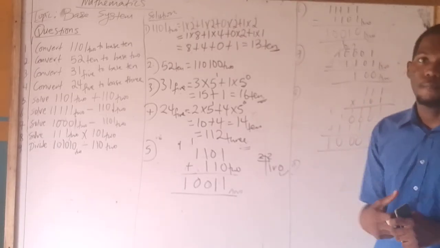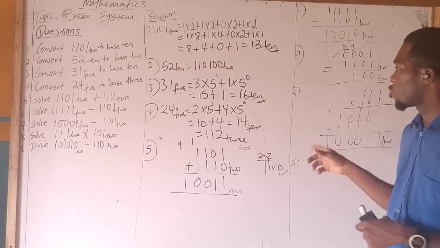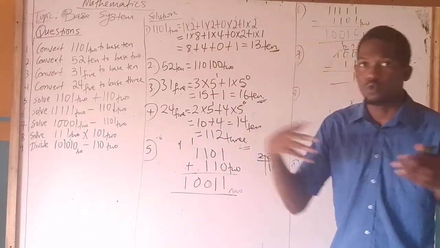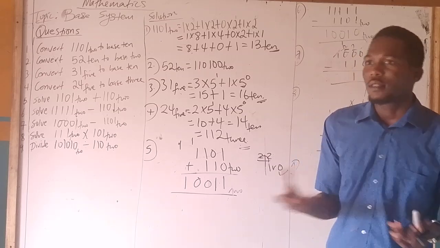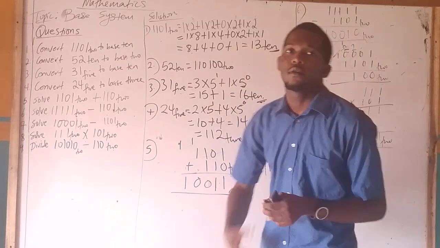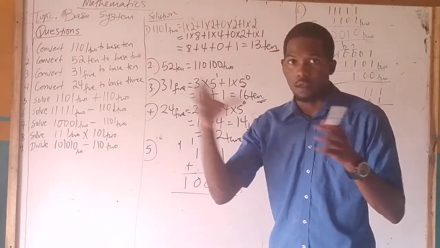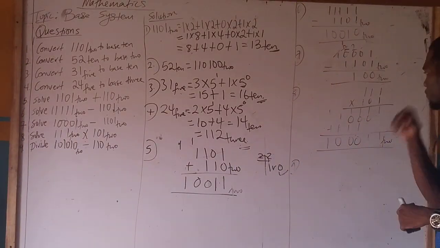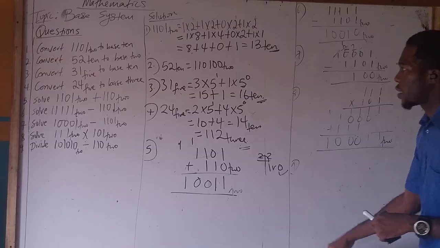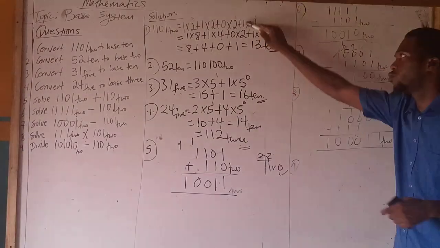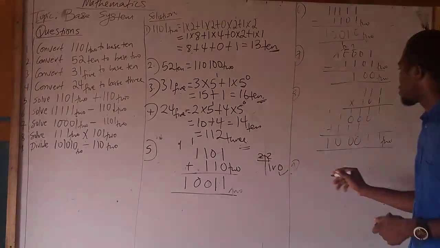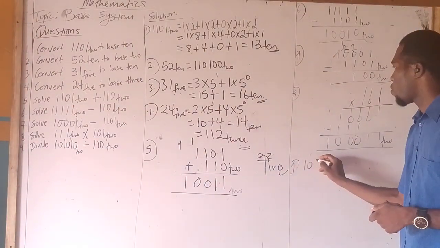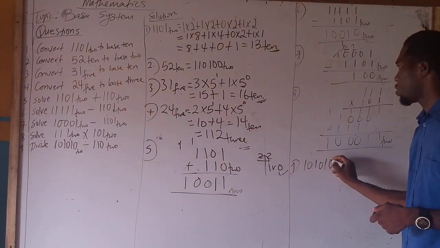But to make this class very easy for us, we are going to use the conversion method, where we convert this to base 10, then we divide it as base 10, then we convert it back to base 2. It looks like a long journey, but it's something that's very easy to do. So we are going to start here. Now we have 1 0 1 0 1 0.